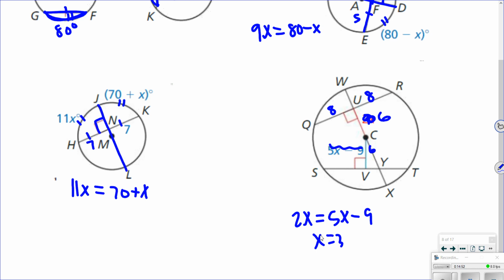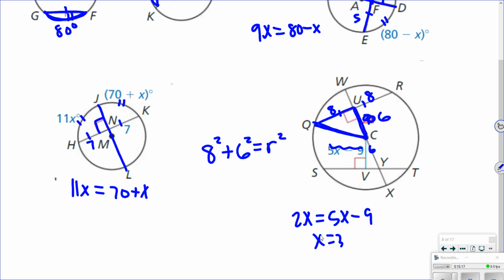I just want to remind you of this little trick. If it wants us to find the radius, and I know those two are both equal to 8, I know this segment's equal to 6. What you can do is draw the radius going that way and make a right triangle. Now I know the two legs. 8 squared plus 6 squared would have to equal the radius squared, and you could solve it that way. So just remember that little trick.